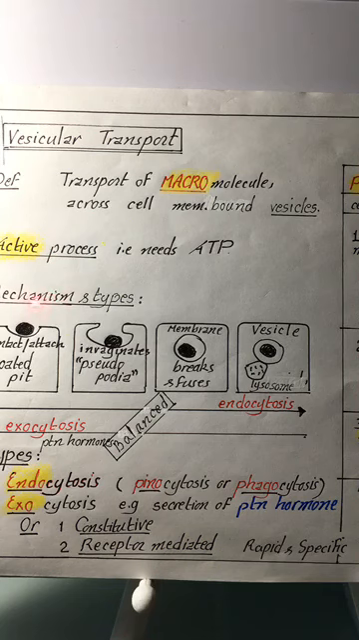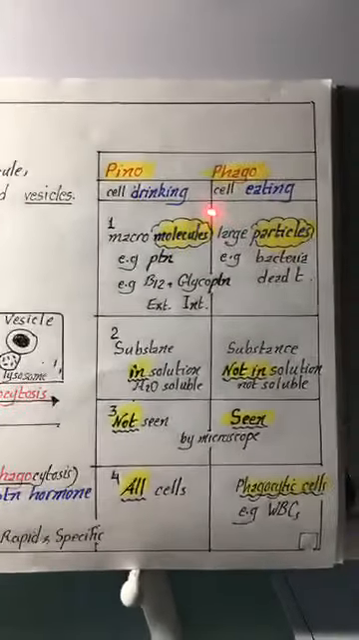Now we come to the mechanism. As if a person eating something comes in contact with the pit, then invaginates, then goes to a vesicle, then digested, and the remaining part we will get rid of by the process of exocytosis. And we come to the types. We have endocytosis and exocytosis. The endocytosis may be pino or phago.